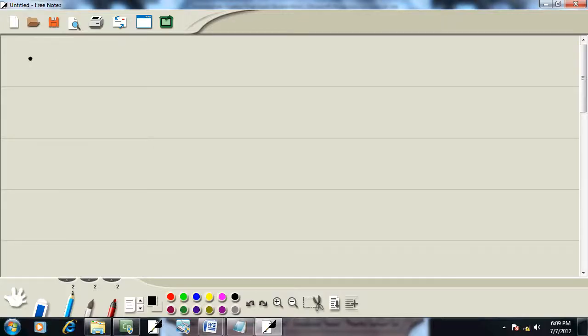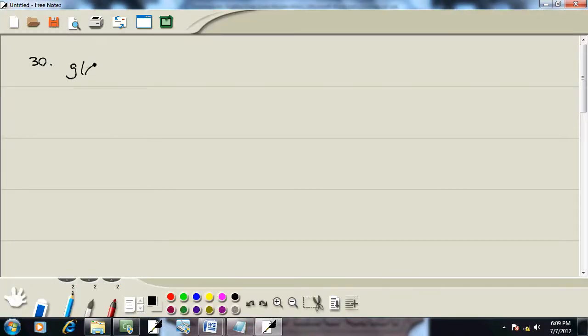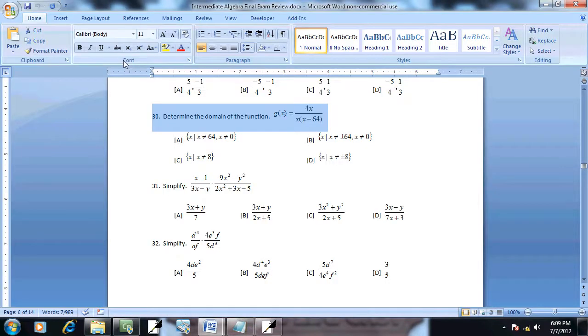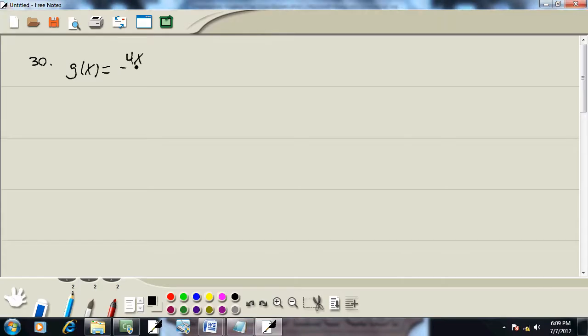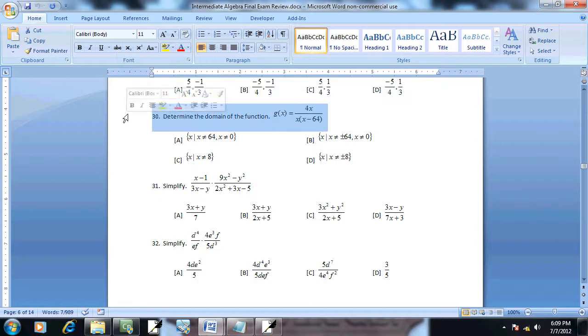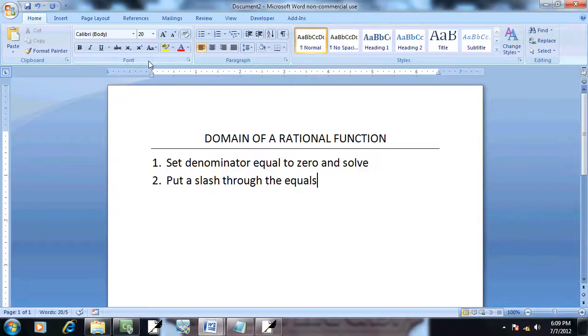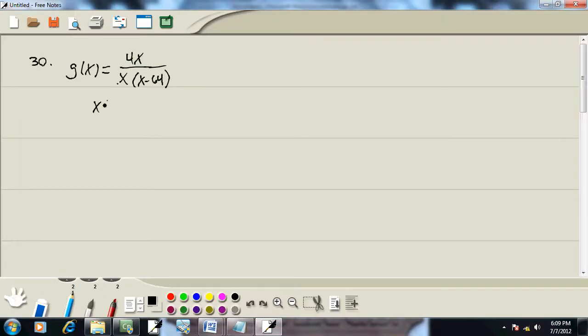This one's not a very exciting one. I got g of x is equal to 4x over x times x minus 64. Okay, step 1. Set the denominator equal to 0 and solve. So we'll set the x times x minus 64 equal to 0 and solve it.